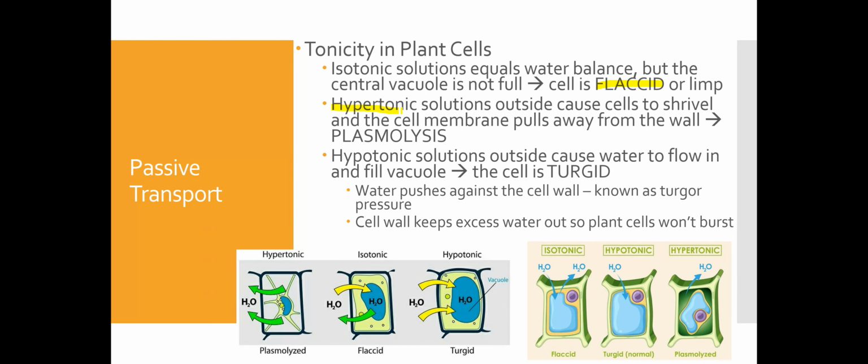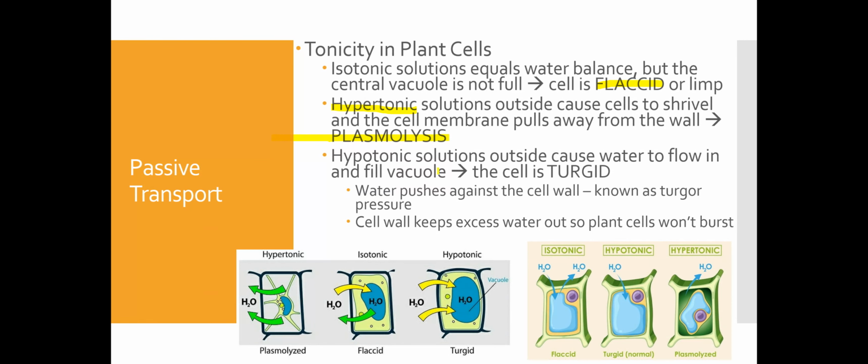Now, in hypertonic solutions, just like with animals, it's going to cause water to leave the cell. And what happens in a plant cell is as the water leaves, it causes the cell membrane, in this picture here, to kind of shrivel up and pull away from the wall. That's a process called plasmolysis, or you can say that it plasmolyzes. That would not be good for a plant. They're going to look more than limp. In fact, they may die if they start to plasmolyze.